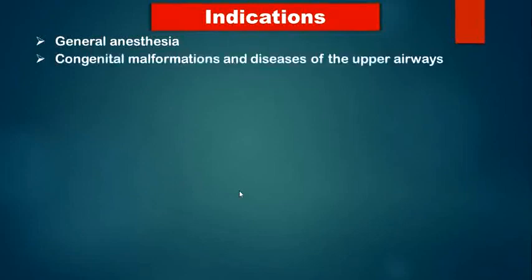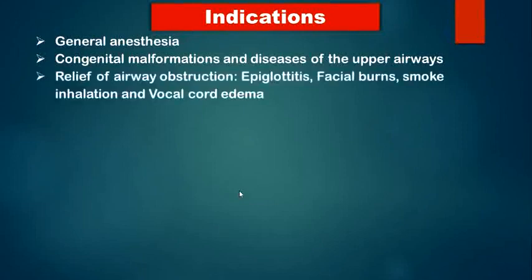So what are the indications of the endotracheal tube? Of course, we will say general anesthesia. Congenital malformations and diseases of the upper airways. Relief of airway obstruction: cases of epiglottitis, facial burn, smoke inhalation, vocal cord edema, to maintain the patency of the airway. And mechanical ventilation, when the patient needs to be connected to a ventilator.